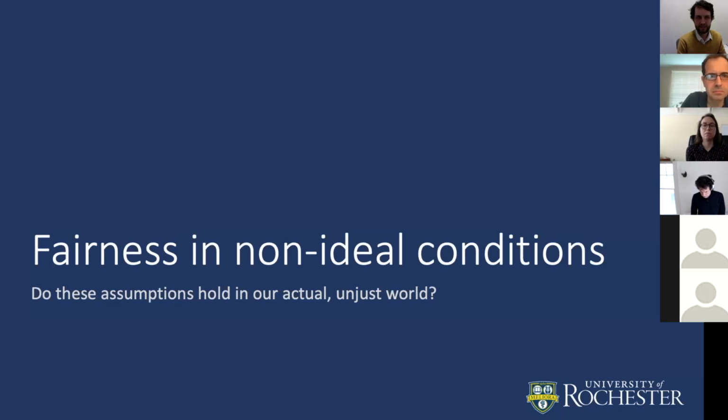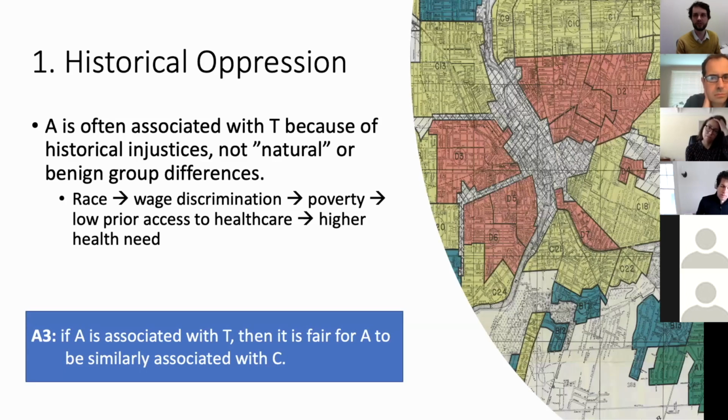But my view is that these assumptions, A1, A2, and A3, don't hold in our actual unjust world, right? Or at least you don't have good reason to hold them. And that's for three reasons, right? The first is the historical oppression that we're dealing with, right? So remember, A3 claims if A is associated with T, then it's fair for A to be similarly associated with C, right? And that's the underlying assumption behind both the conditional measures.